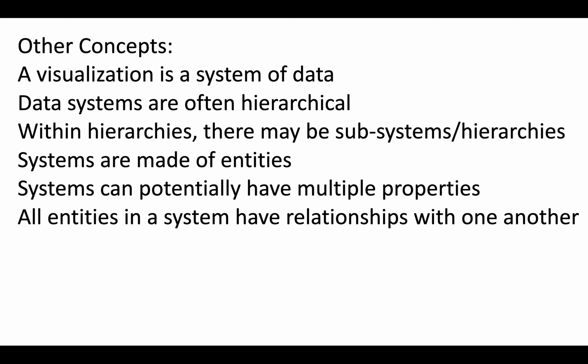These systems are made of various entities that comprise the system. These systems can have multiple properties that are found by looking at the visualization. And finally, all entities in the system have relationships with one another. Because all of these things are included in a visualization, they should have a relationship with one another, so that they cohere, they have a harmony that helps to understand each of these different elements.